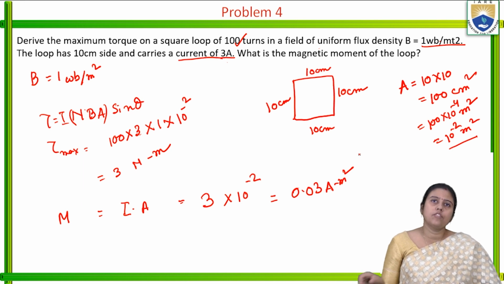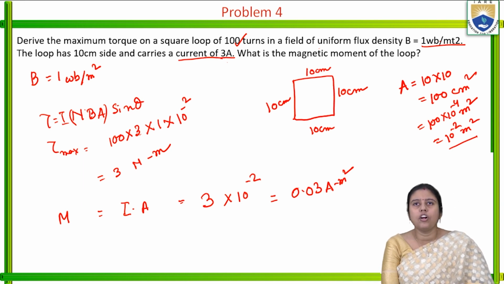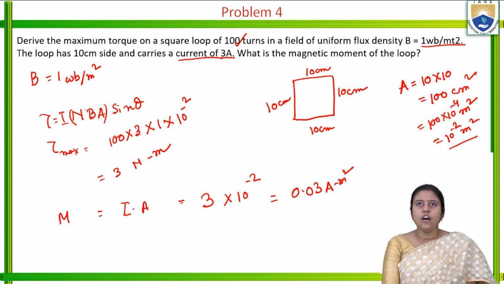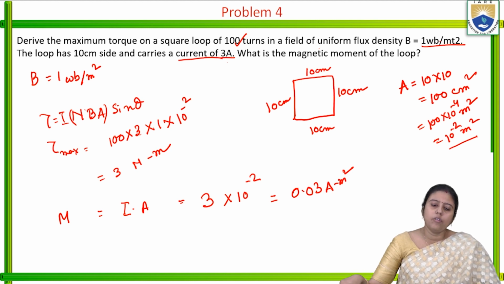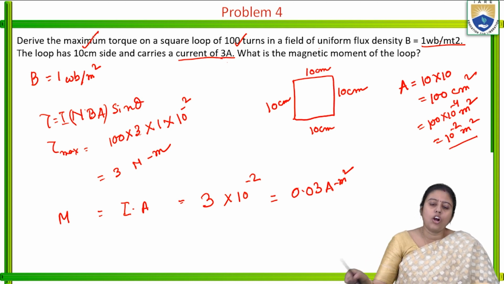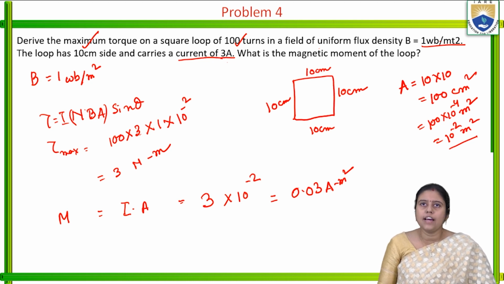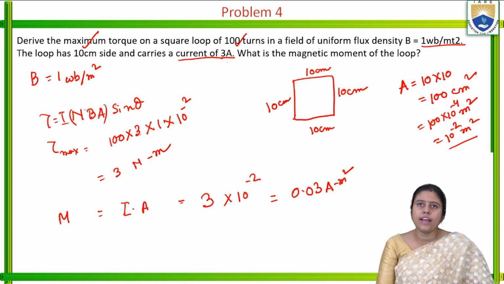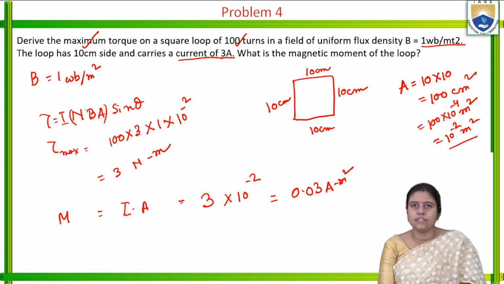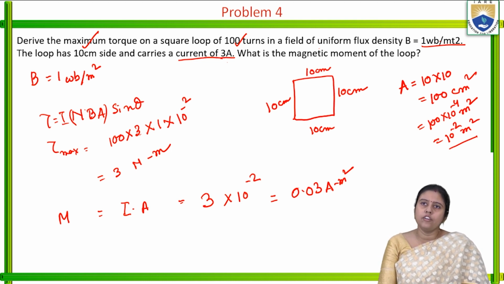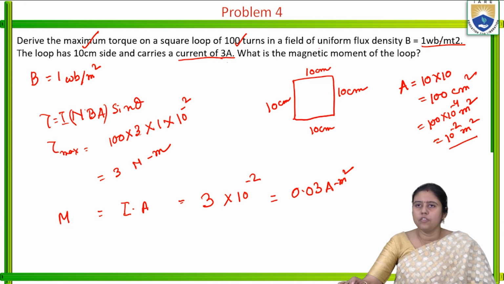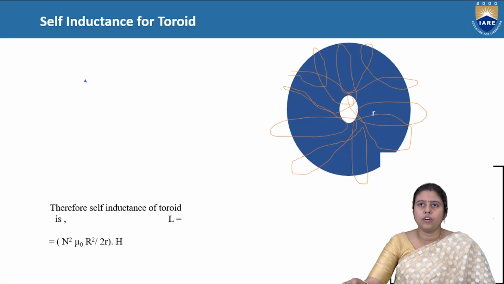Ampere meter square. So torque is equal to NBIA sin theta. We are calculating the maximum torque. So torque maximum will be when sin theta is equal to 1. So if we put the values, we get 100 into 3 into 1 into 10 to the power minus 3. M is equal to I into A is equal to 0.03 ampere meter square.